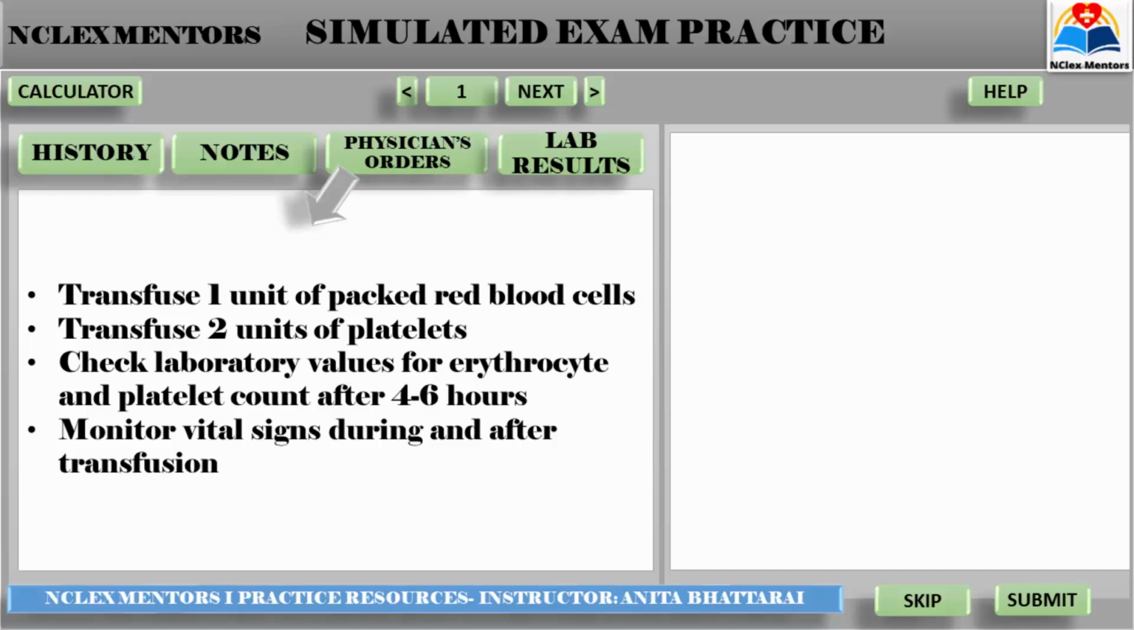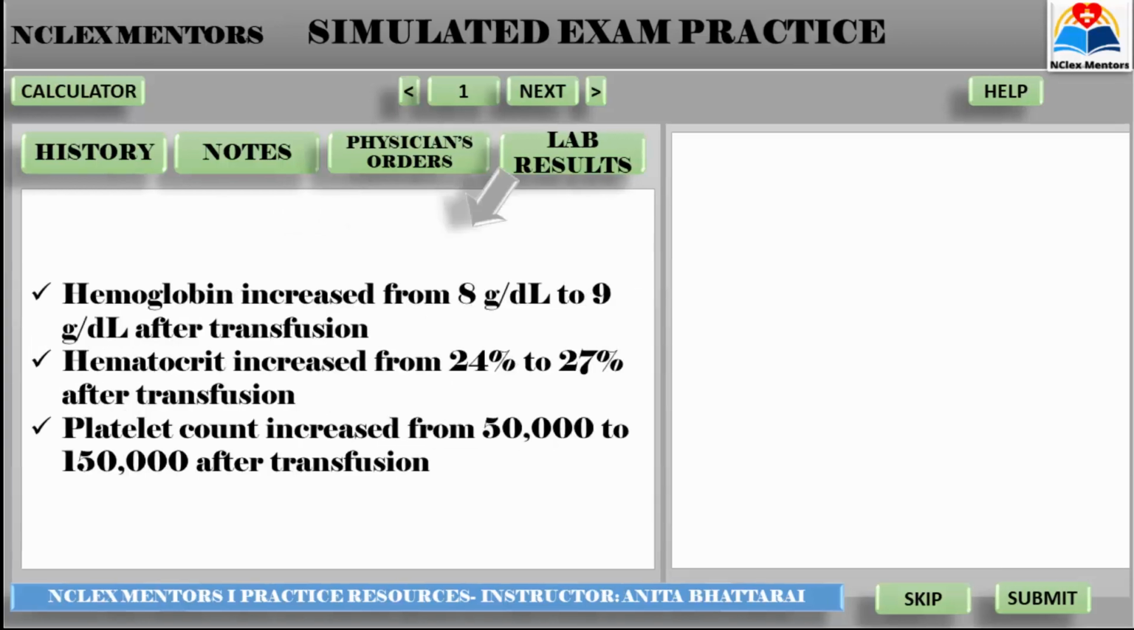First, transfuse 1 unit of packed red blood cells. Transfuse 2 units of platelets. Check laboratory values for erythrocyte and platelet count after 4 to 6 hours. Monitor vital signs during and after transfusion. We need to see the lab values to understand the scenario better.